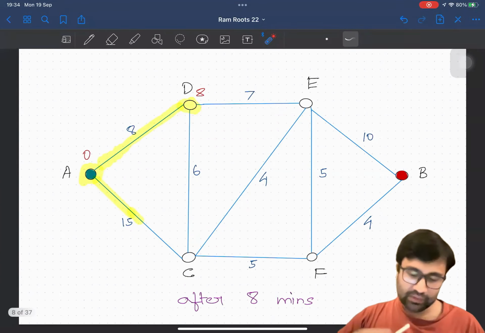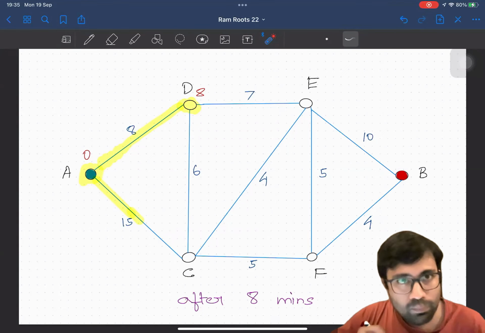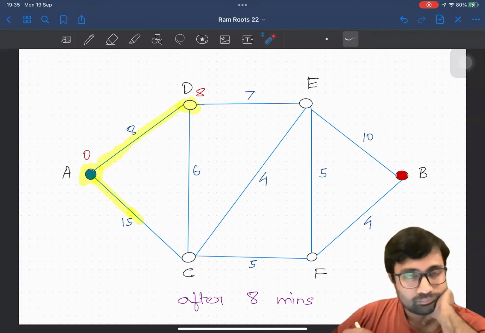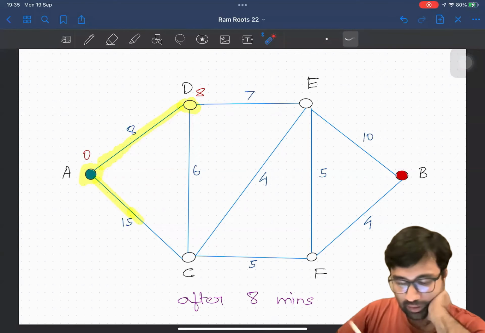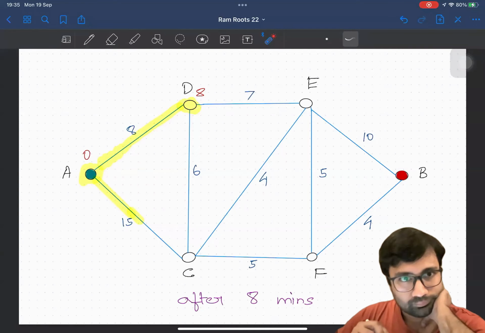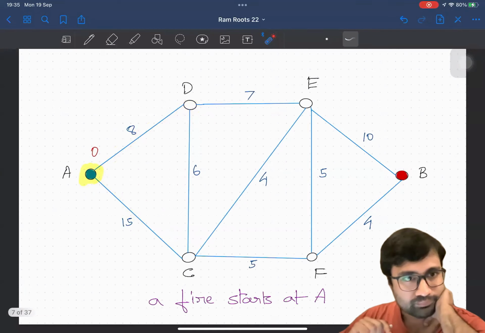So after 8 minutes, the fire will reach D, right? Sir, and it will reach a little more than halfway on the road from A to C. That is also correct. It will also reach somewhat halfway from A to C and will completely reach D, right? But sir, fire can spread through always, no, sir. Yes. So fire started at A, right? Yes, sir. And then slowly time is progressing.